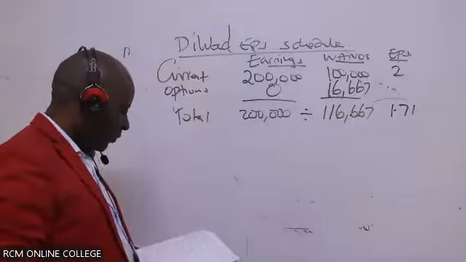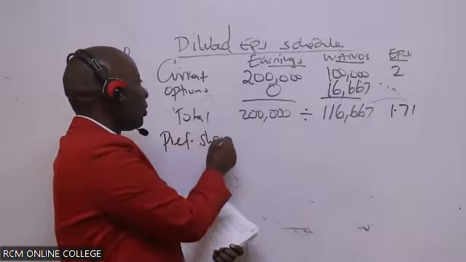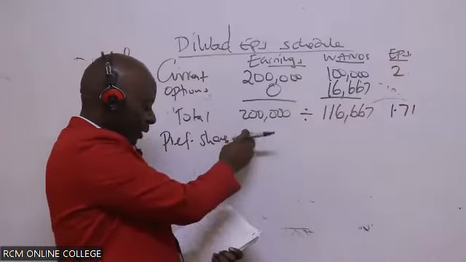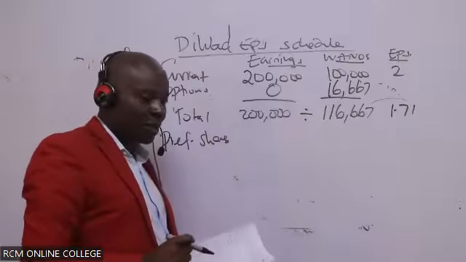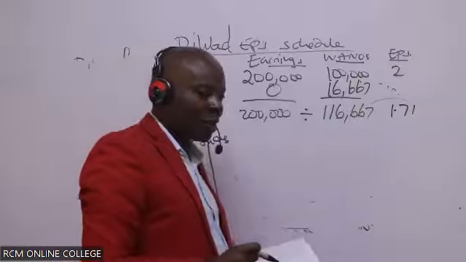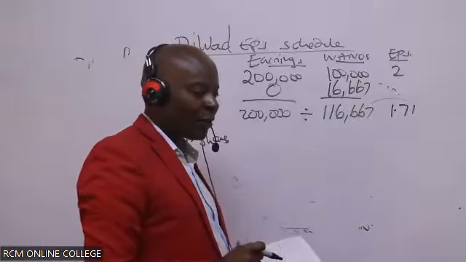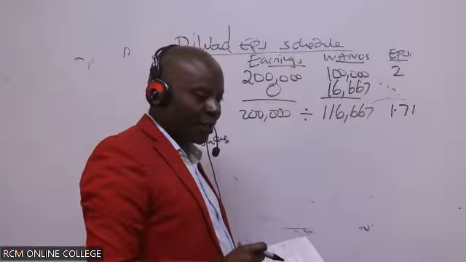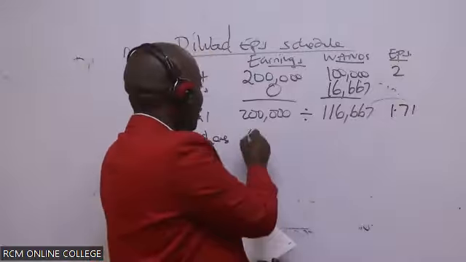the preference shares. So preference shares, are you able to give me, in this case here, the earnings associated with this, the increase in earnings? Somebody give me the figure, the increase in earnings for preference shares. 40,000. Thank you very much.